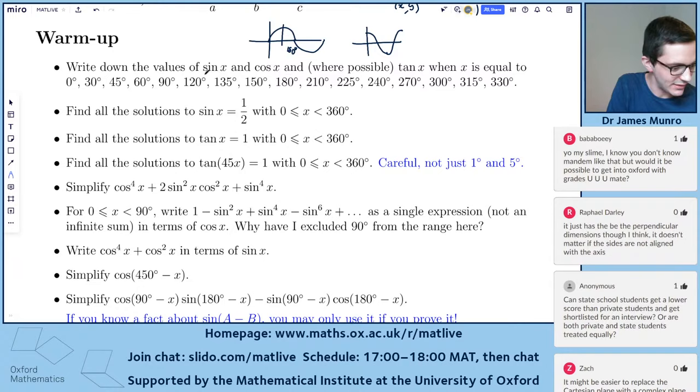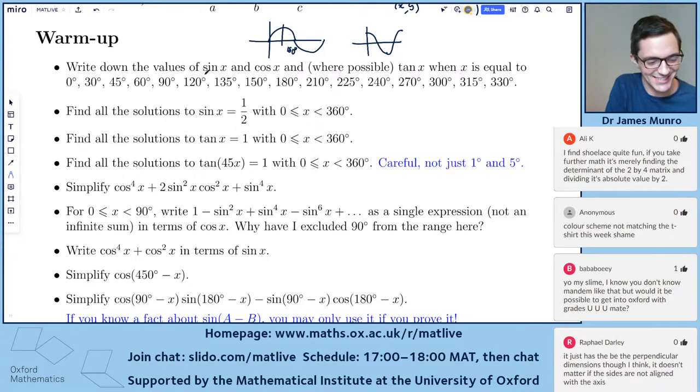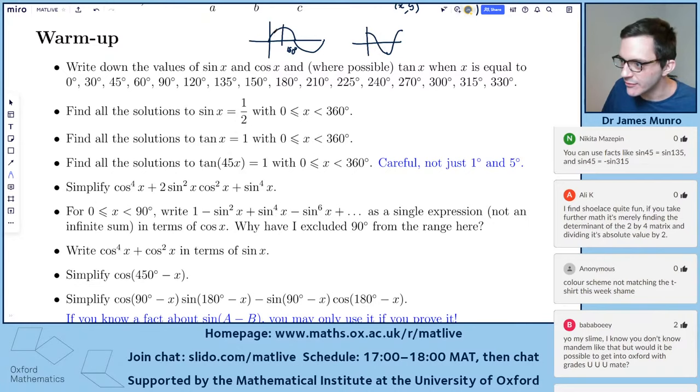People know other facts. Yeah, Nikita Mazepin says that sine 45 is equal to sine 135, which on this graph is something like here and here. These ones are the same. And then sine 315 is going to be like the negative of whatever that is. I think sine 45 is root 2 over 2. Maybe I'll fill that one in. I've got a table in the solutions doc, which is going out.